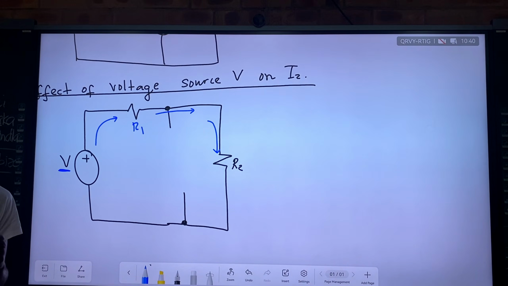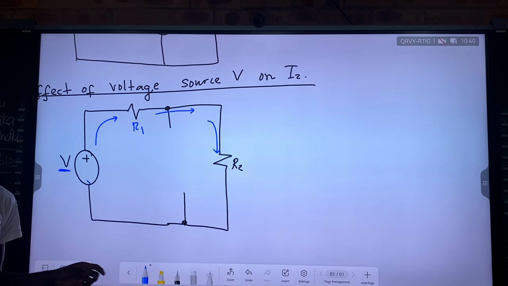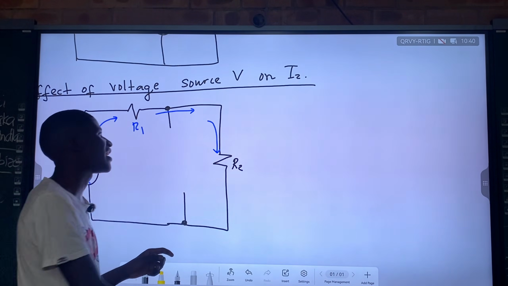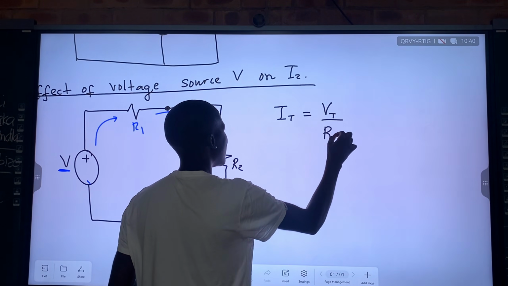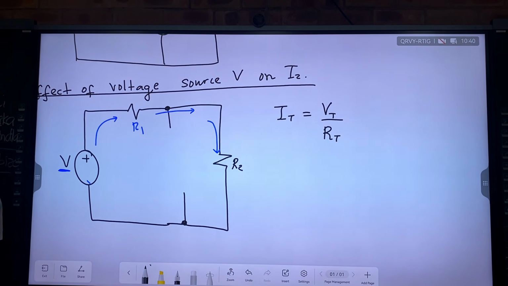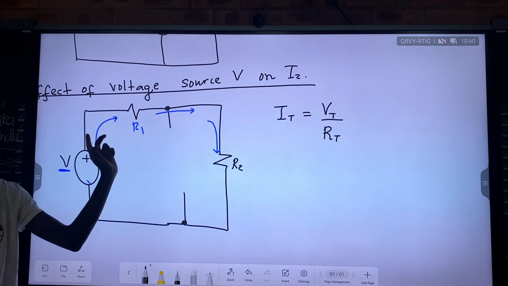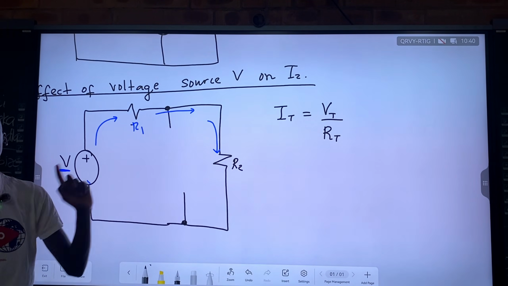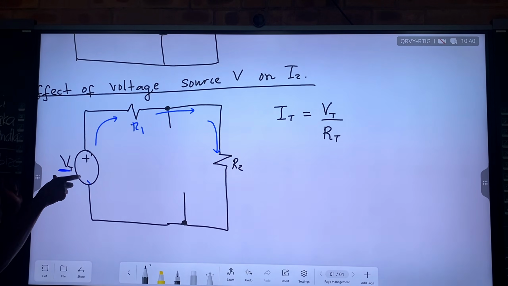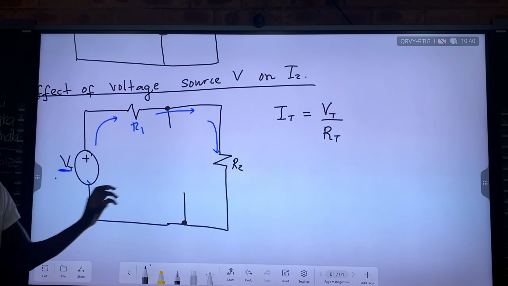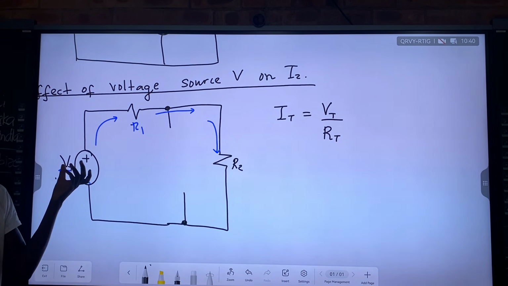So in other words, the current through R2 is the what? The total current. So if you want to find the current through R2, you are going to calculate what? The total current. And the total current, how can you find it here? You are going to say total current is the total voltage over the total resistance, following Ohm's law that you know all the way from your high schools. So basically you calculate the total resistance, which is R1 plus R2. And then the total voltage is the voltage from the voltage source. Then the current you find is the current through R2 due to the voltage source alone.